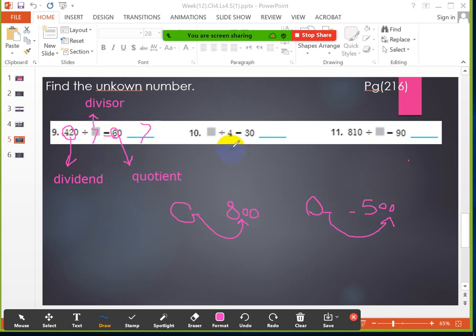What about this one? Number 10. I want to know here the dividend. The unknown number here, what is the dividend? The big number that I will divide by 4, the answer, or the quotient, will be 30. Now, how will I know that? How will I know the dividend here?